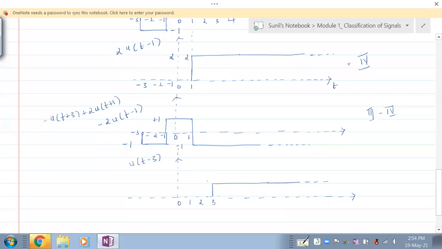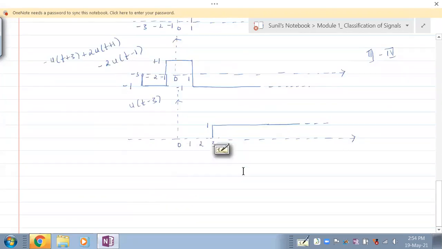And it is 1. So this is -1 and this is 1. Understand that? And we are adding it, mind you. So what we're doing is this. Whatever signal we have got, minus u of t plus 3 plus 2u of t minus 1 minus 2u of t minus 1. So this signal is here. Okay, so this signal is this.